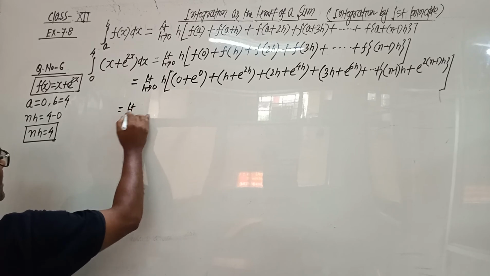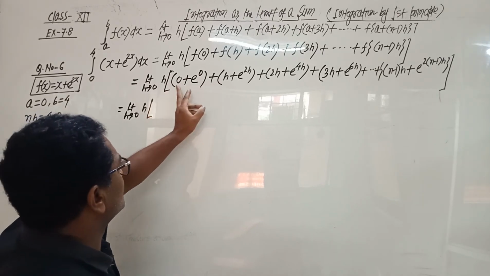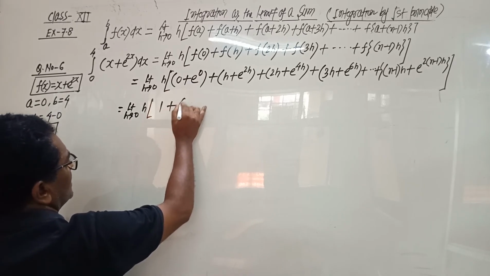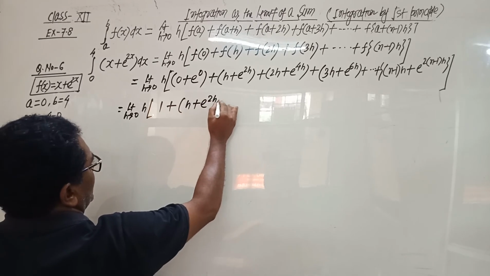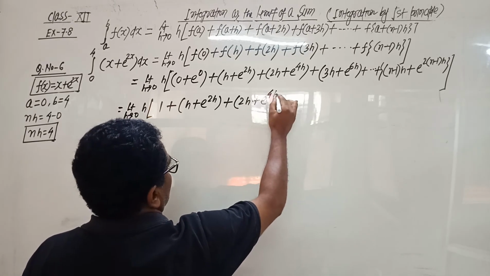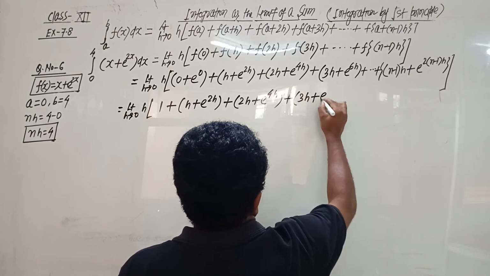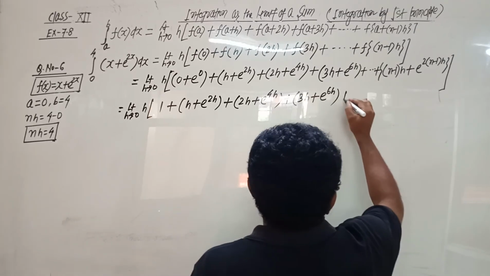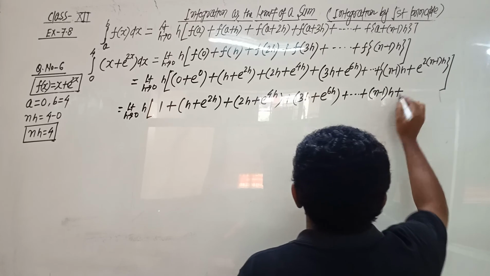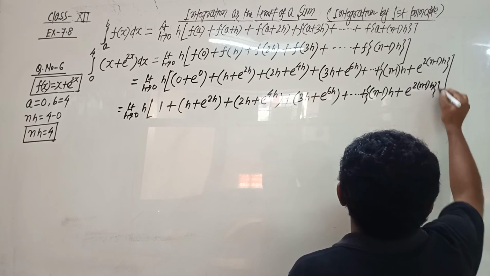So limit h tends to 0, h times (1 plus e raised to the power 0, which becomes 1, and 1 plus 0 is 1) plus h, plus e raised to the power 2h, plus 2h, plus e raised to the power 4h, plus 3h, plus e raised to the power 6h, plus ... (n minus 1) into h, and plus e raised to the power 2 into (n minus 1) into h.